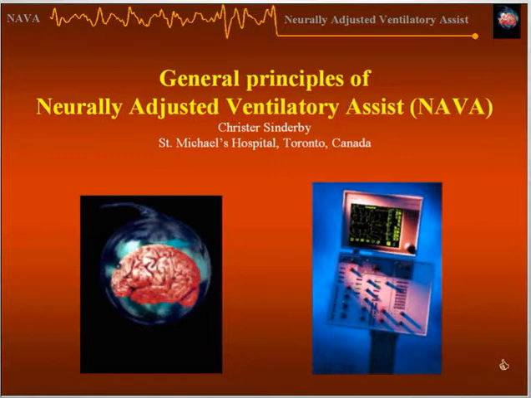So it's a pleasure to continue with this fascinating topic, which is the neurally adjusted ventilatory assist. So trying to go closer to the brain signal. This system, which has been developed, mainly in Toronto, if I'm not wrong, will be presented by Kristen Sinderby from Toronto, Canada.